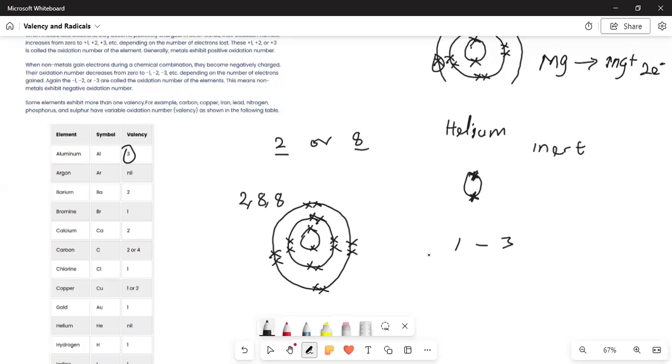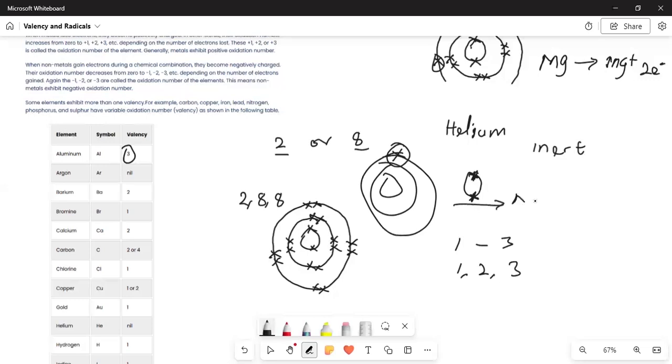Atoms are unstable if they have one, two, or three electrons in their outer shell. For example, sodium has one electron in the outer shell. To get seven extra electrons to become stable is not easy. There's no element that will be willing to give out seven electrons to sodium. So sodium prefers to give out this one electron and become positively charged sodium.